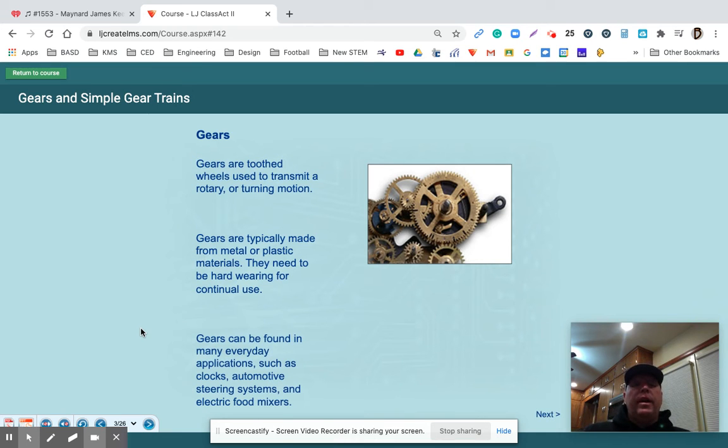Gears can be found in everyday applications such as clocks, automotive steering systems, and electric food mixers. Look around your house, look around some of the things that you have, maybe in your garage. Ask your parents to pop the hood of your car or truck when the car is not in motion. It wouldn't be very safe otherwise. But when the engine is running, see the belts and how they work together. Gears are definitely an effective, complex, simple machine.